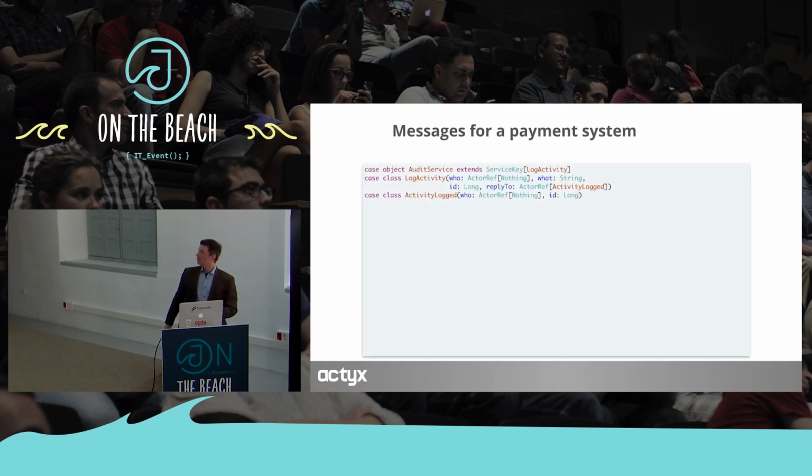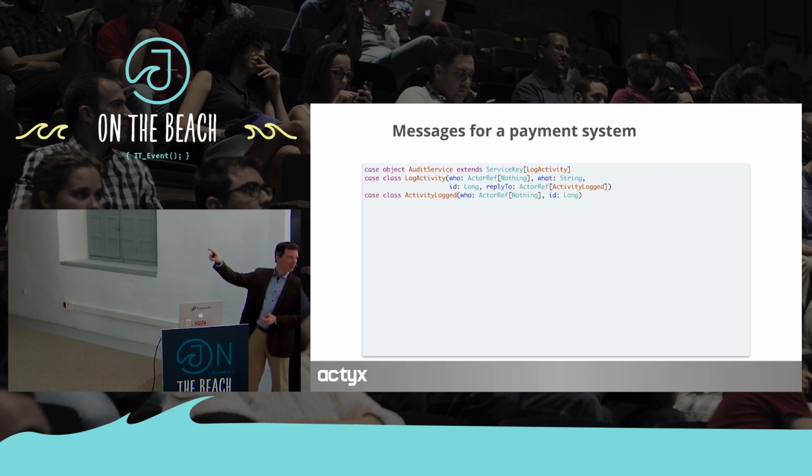Payment with an audit. So let's define some messages for a payment system. First, we take the audit service. There is a service key for it that demonstrates how you would do that in Scala with Akka Typed. Then you have the 2 messages, a log activity message and an activity logged message reply that confirms that the audit log has been done. Nothing fancy so far. Case class is just, who here can read Scala? Yeah, okay. Case classes are so handy on slides.